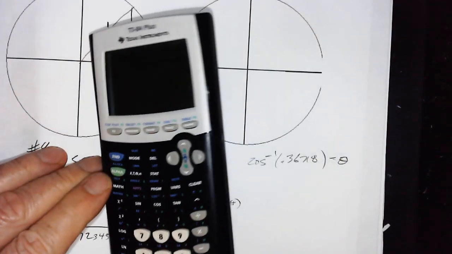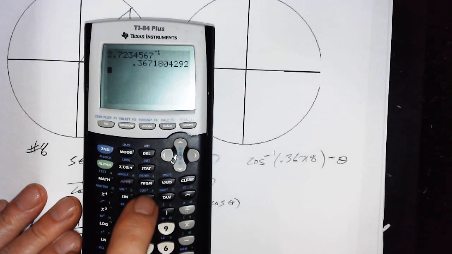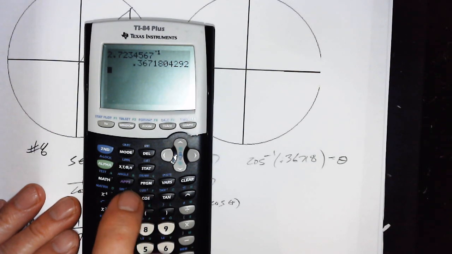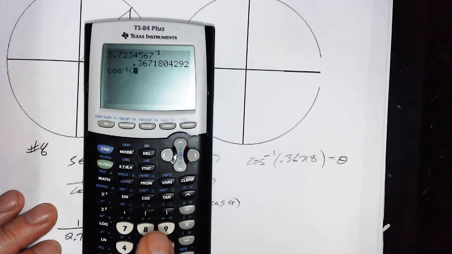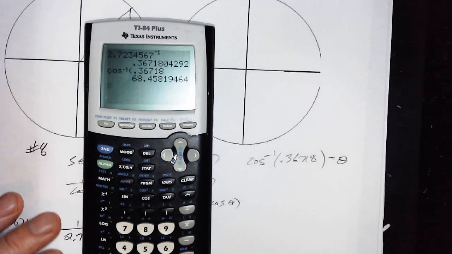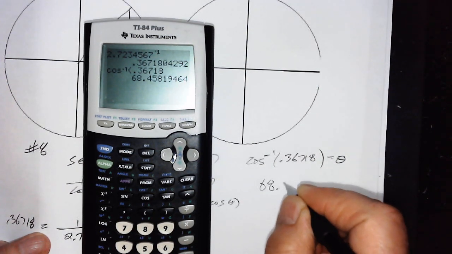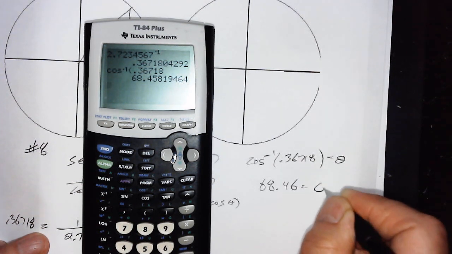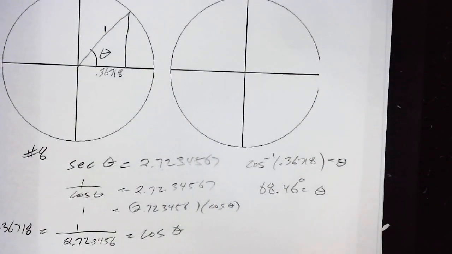The way we can find it, because the calculator does give us these arc cosines or inverse cosines, you can do it like this. Put the second key down, then cosine. Now, the arc cosine of 0.36718, the angle, or the theta, is 68.346 degrees, something like that. I just took it out to 2 decimal places. That's the answer to that question. Okay.